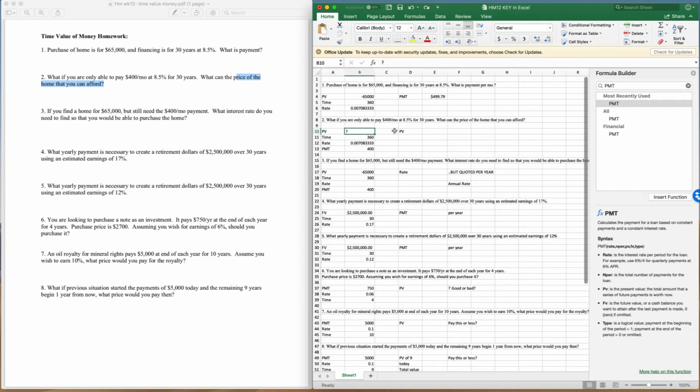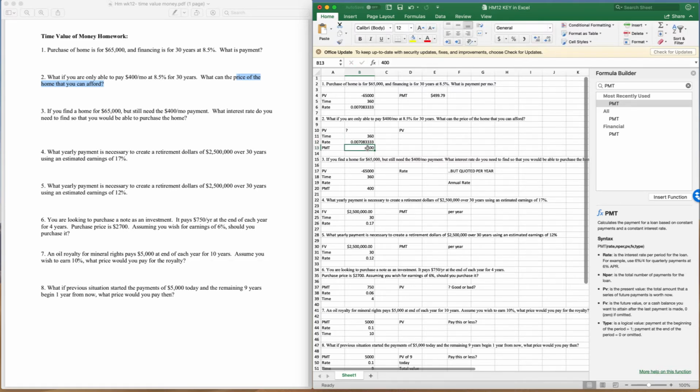So present value is no longer known. That's the question. Time, same thing, equals 30 times 12. Rate, same deal, equals 8.5% or 0.085 divided by 12. And then finally, payments of $400 a month is my payment. So I've actually got a dollar value here at payment, but I'm looking for this one.